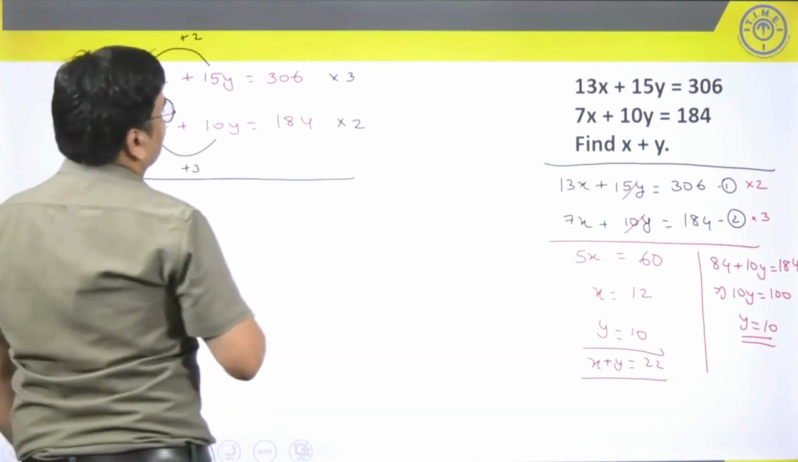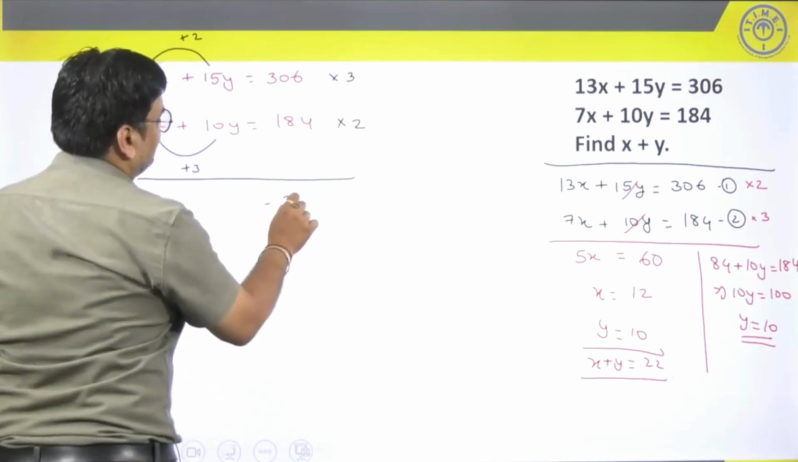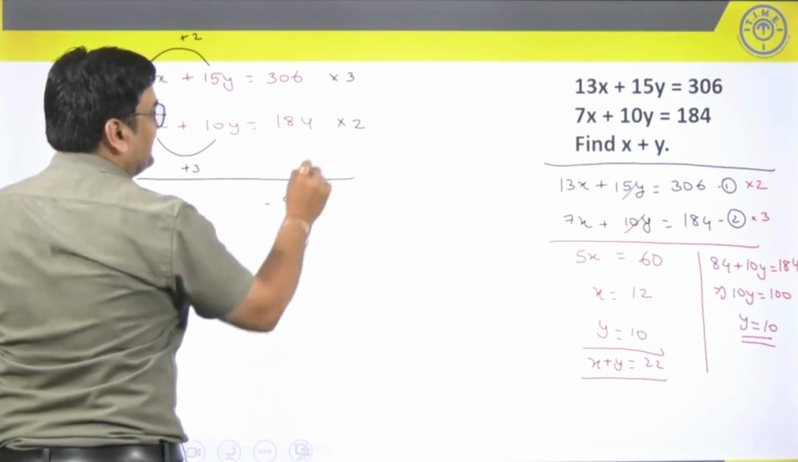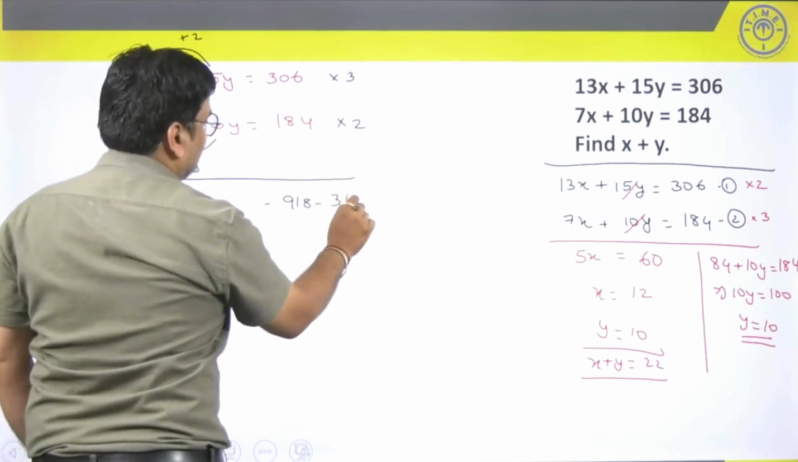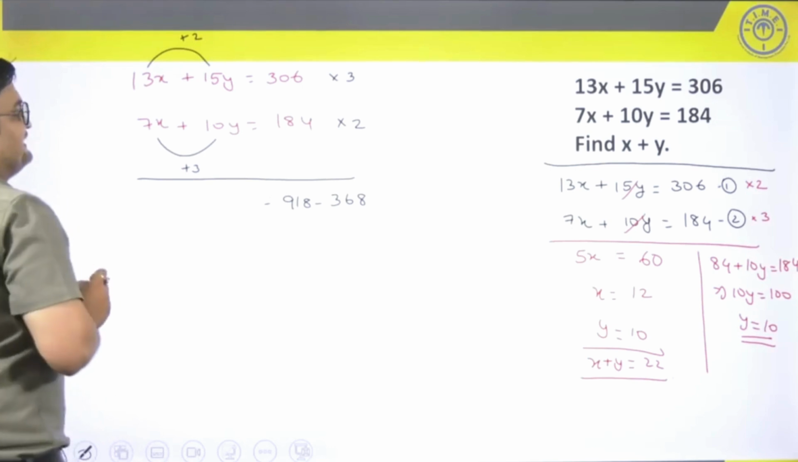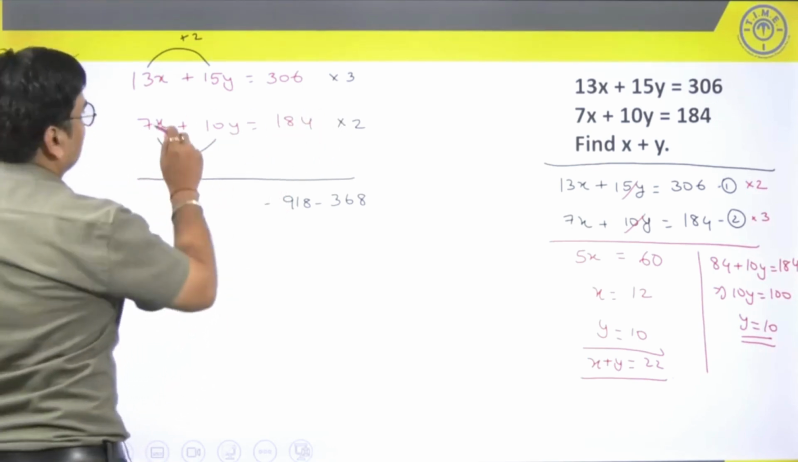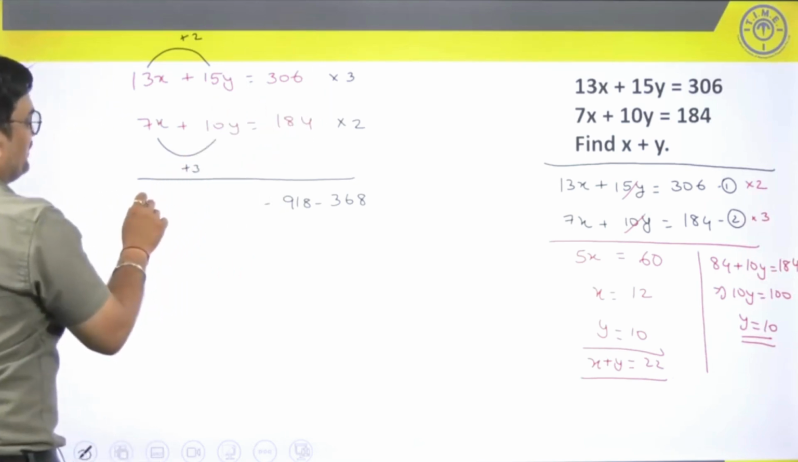So let's go for that. What do we get? 3 into 306 will be 918 minus 184 into 2 is 368. On the left hand side, let's see what we get. 7 into 13 is 39, 7 into 2 is 14, and 39 minus 14 will give you 25x.